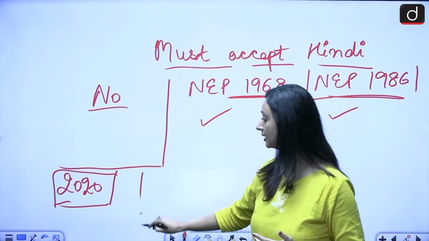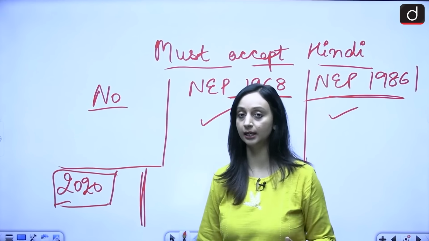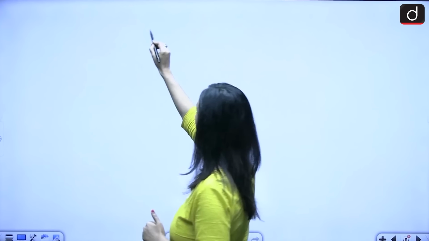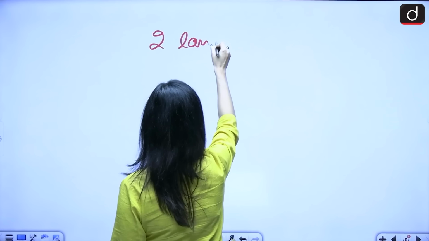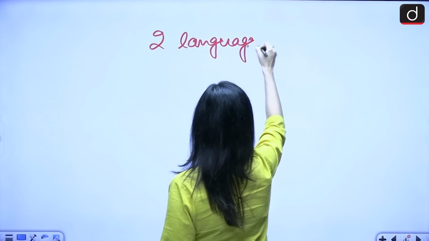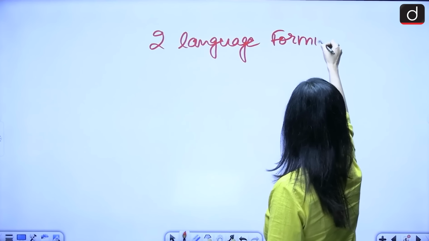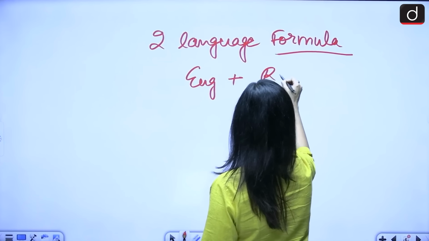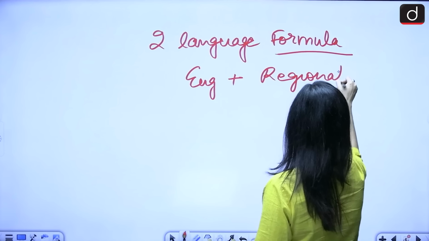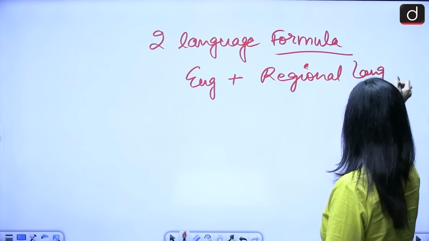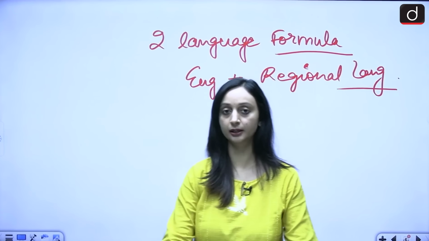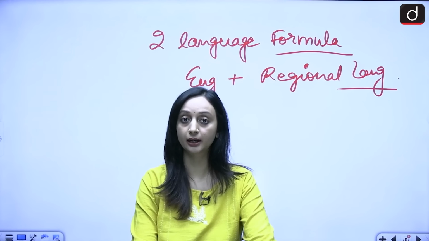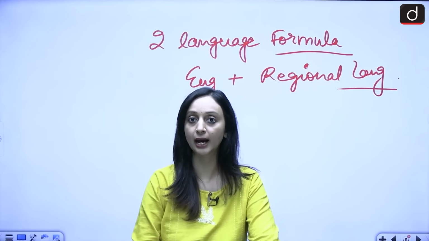One is that issue. Secondly, some states already have a two-language formula, wherein they are teaching their students English plus their regional language. We know that education is a subject of the concurrent list. Both the states and the center can make laws on it. That is why there are certain states that are already following the two-language formula.